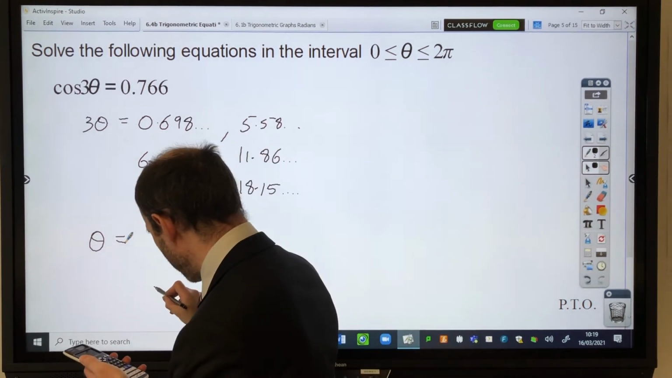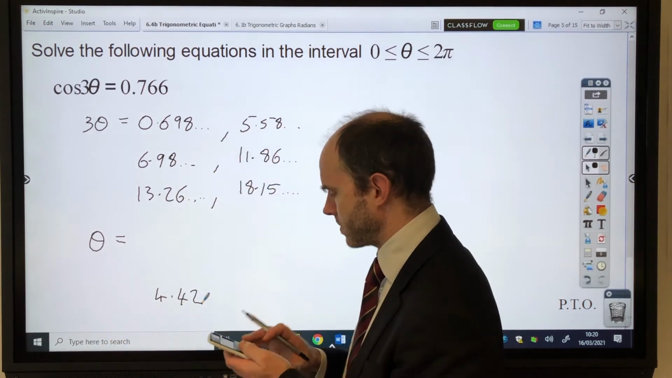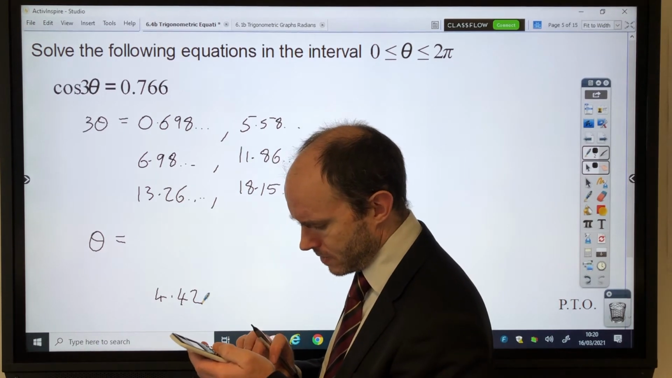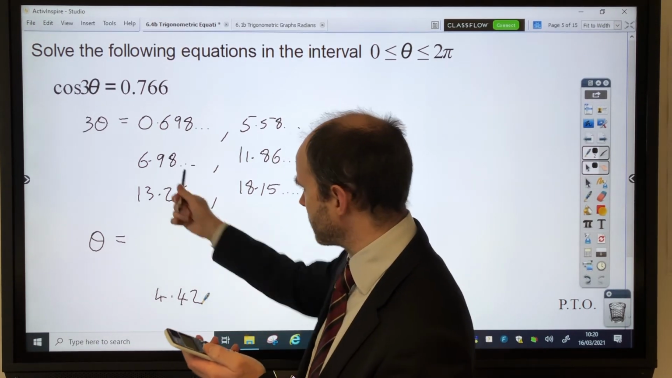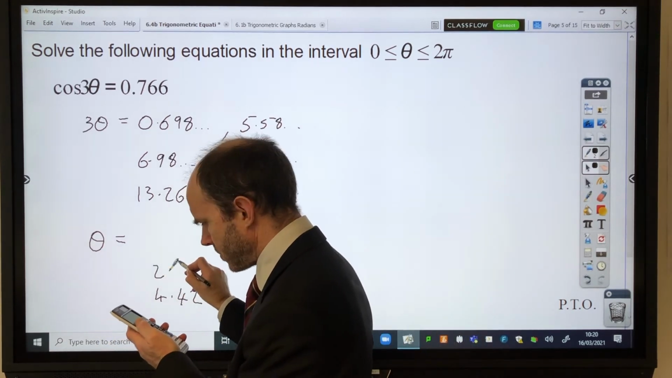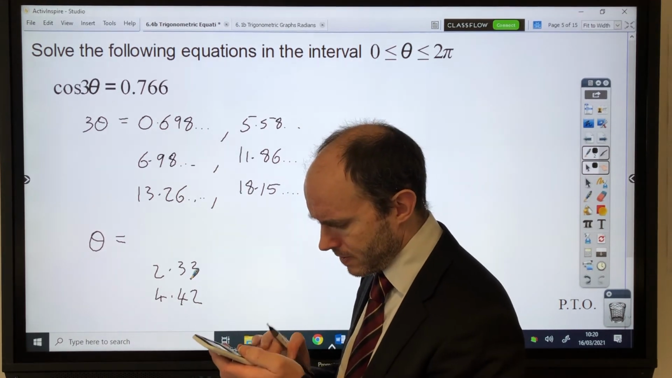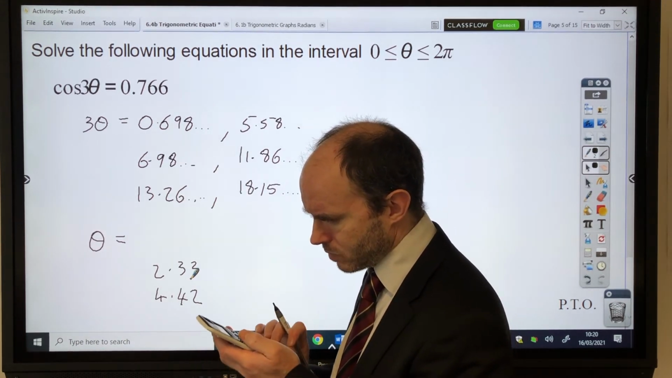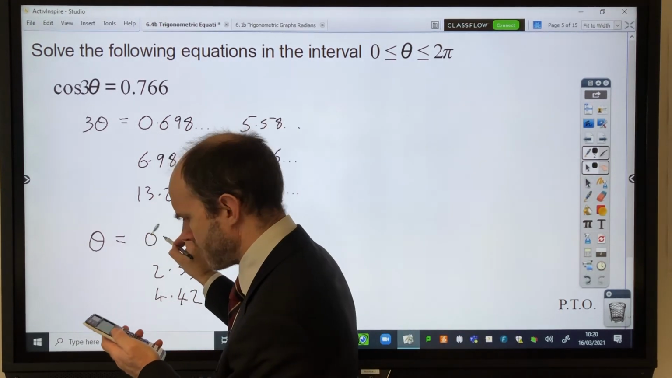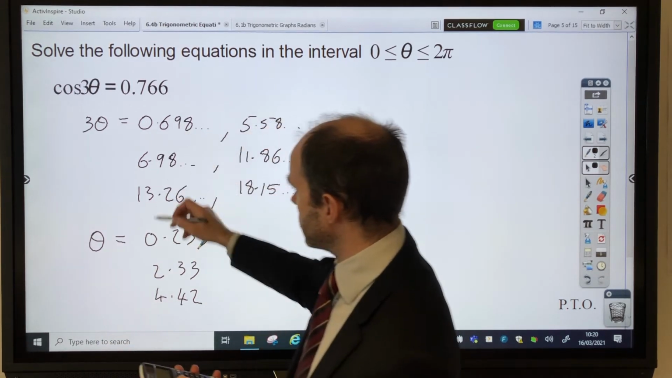And I get 4.4, and I'm going to round this now to 3 significant figures, okay? And then what I'm going to do is select that answer there, so that was 6.98. If I divide that by 3, I'll get 2.33 when I round that. Then I'll get this answer there, and that was 0.698. If I divide that by 3, I'll get 0.233. Okay, so that's those ones done.